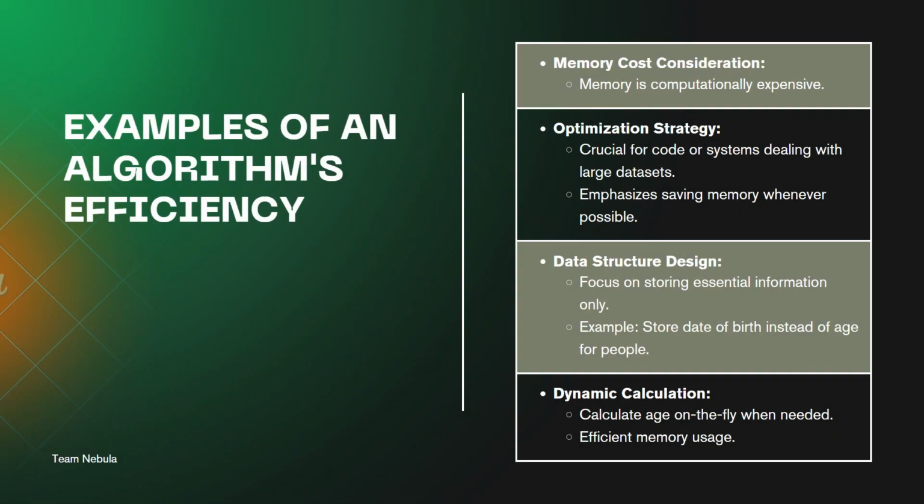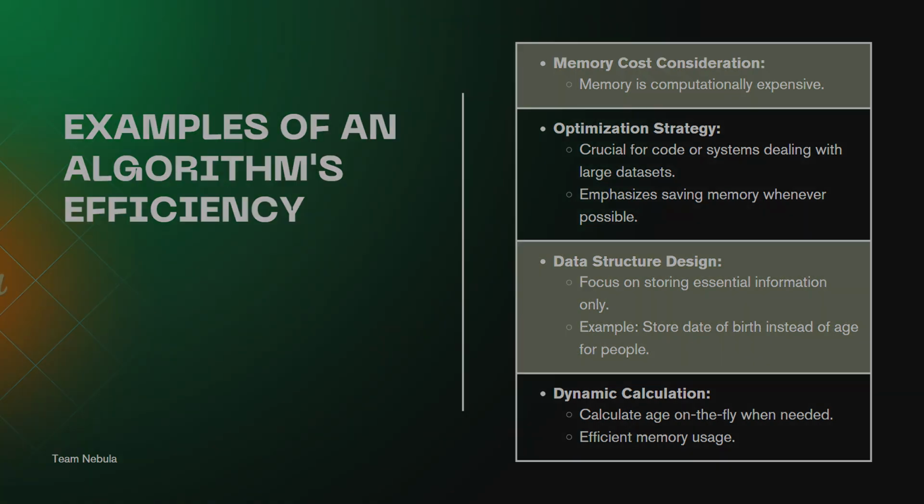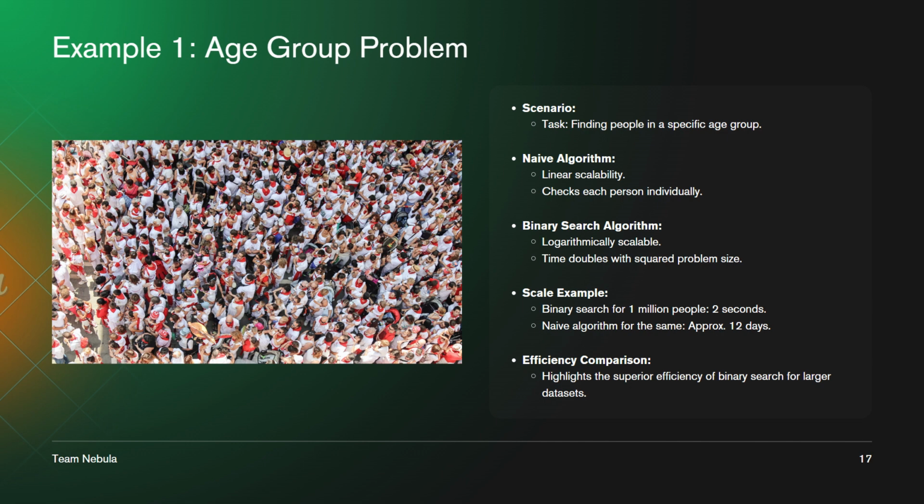Let's take a look at some examples of how learning algorithms and data structures can enable you to achieve impressive efficiencies in solving various problems. Example 1. Age group problem. Suppose you need to find people of a certain age group. The naive algorithm that goes through all the persons one by one to check if they fall into the given age group is linearly scalable.